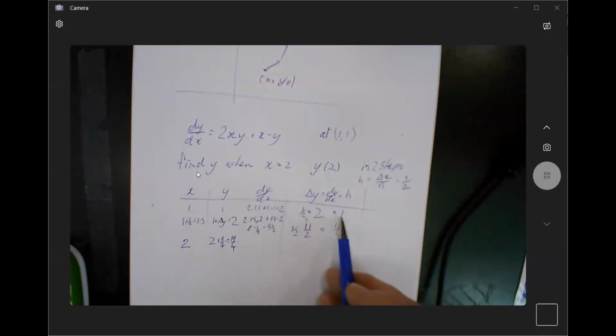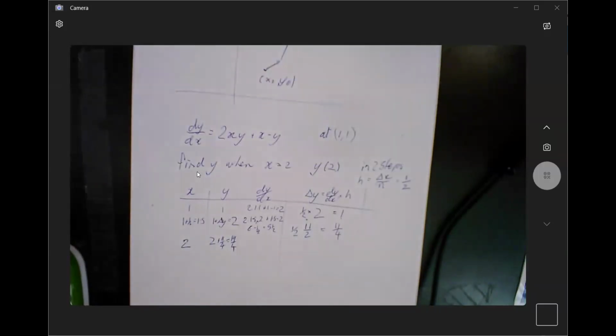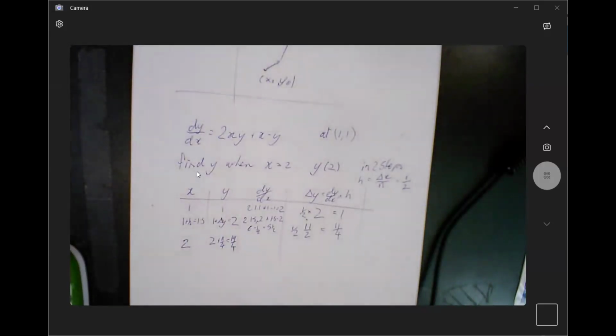So you can see up here, this is why I've done my change in y: it's the derivative times by the x step. If you think about the derivative, it's the slope, so that's rise over run. If I times by a run, then I get the rise, the change in y. So this is the beauty of this method, right? This is the slope.